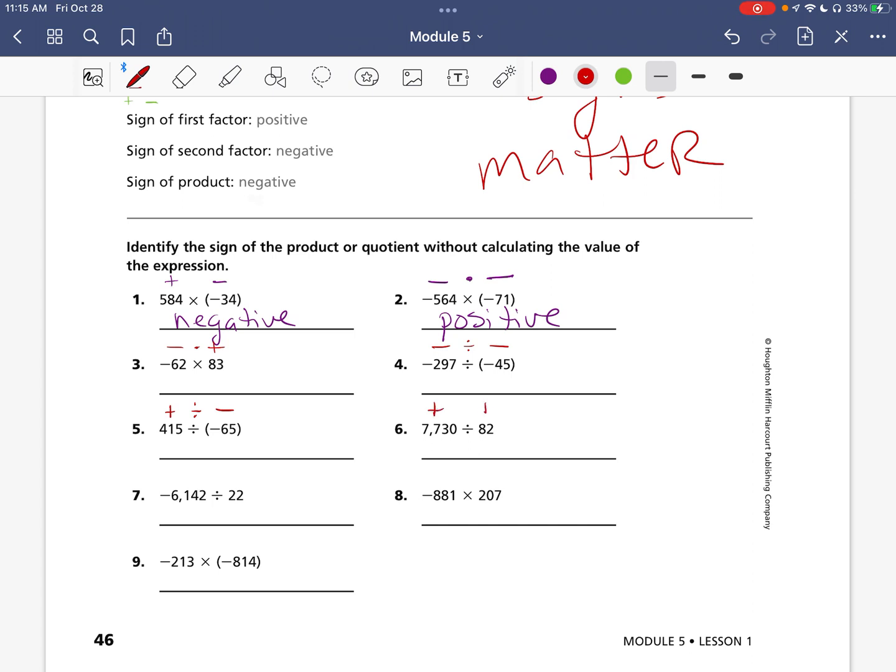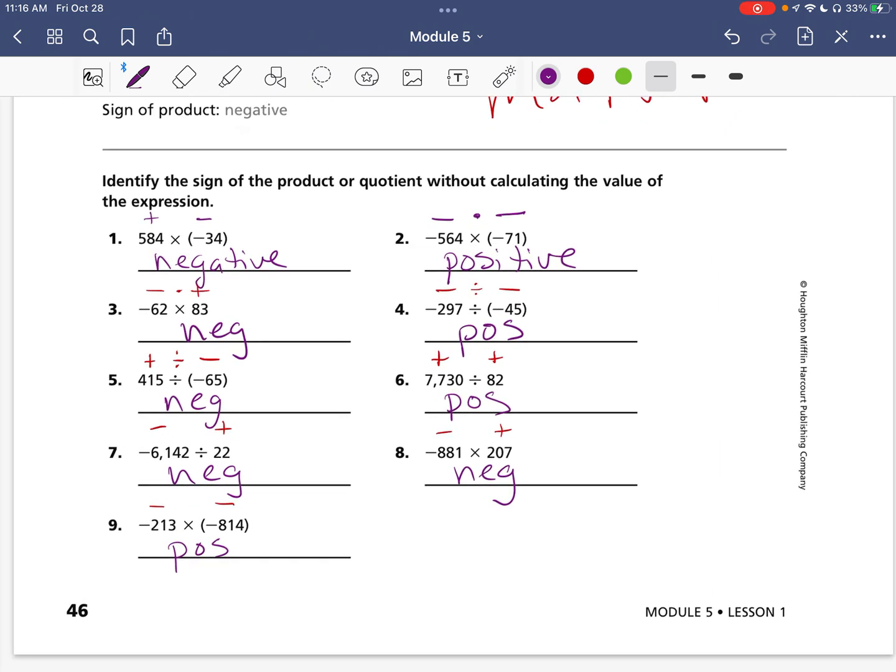All right, so we have positive, positive, negative, positive, negative, positive 207, negative, and negative. And again, whether we're dividing or multiplying doesn't matter. We're just looking at our signs. So our answers will be negative, positive, positive, negative, negative, positive, and negative.